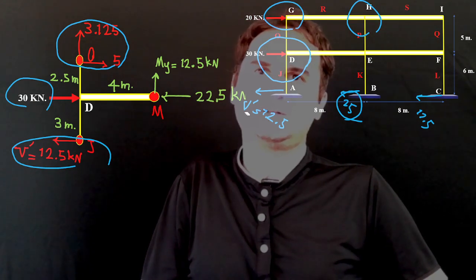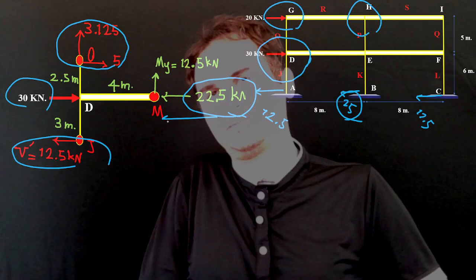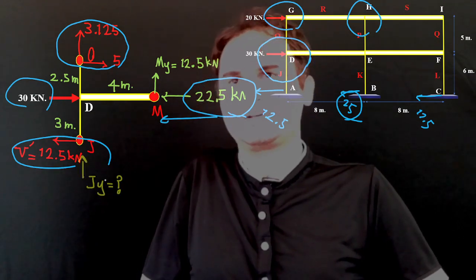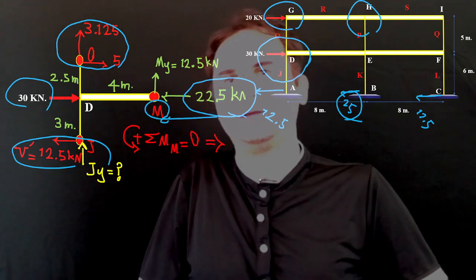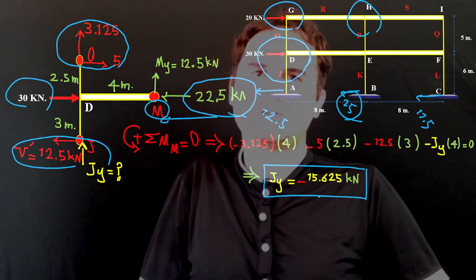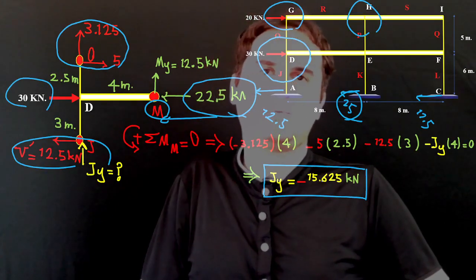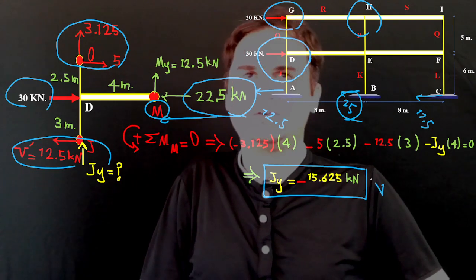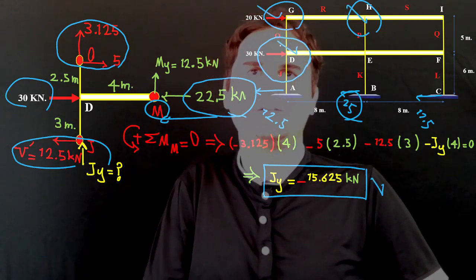this component is going to be 25, in a push to M, and summation of moment about M goes 0, it just gives us Jy is negative 15.625 kilonewtons. So far we have this part, this part, this part.